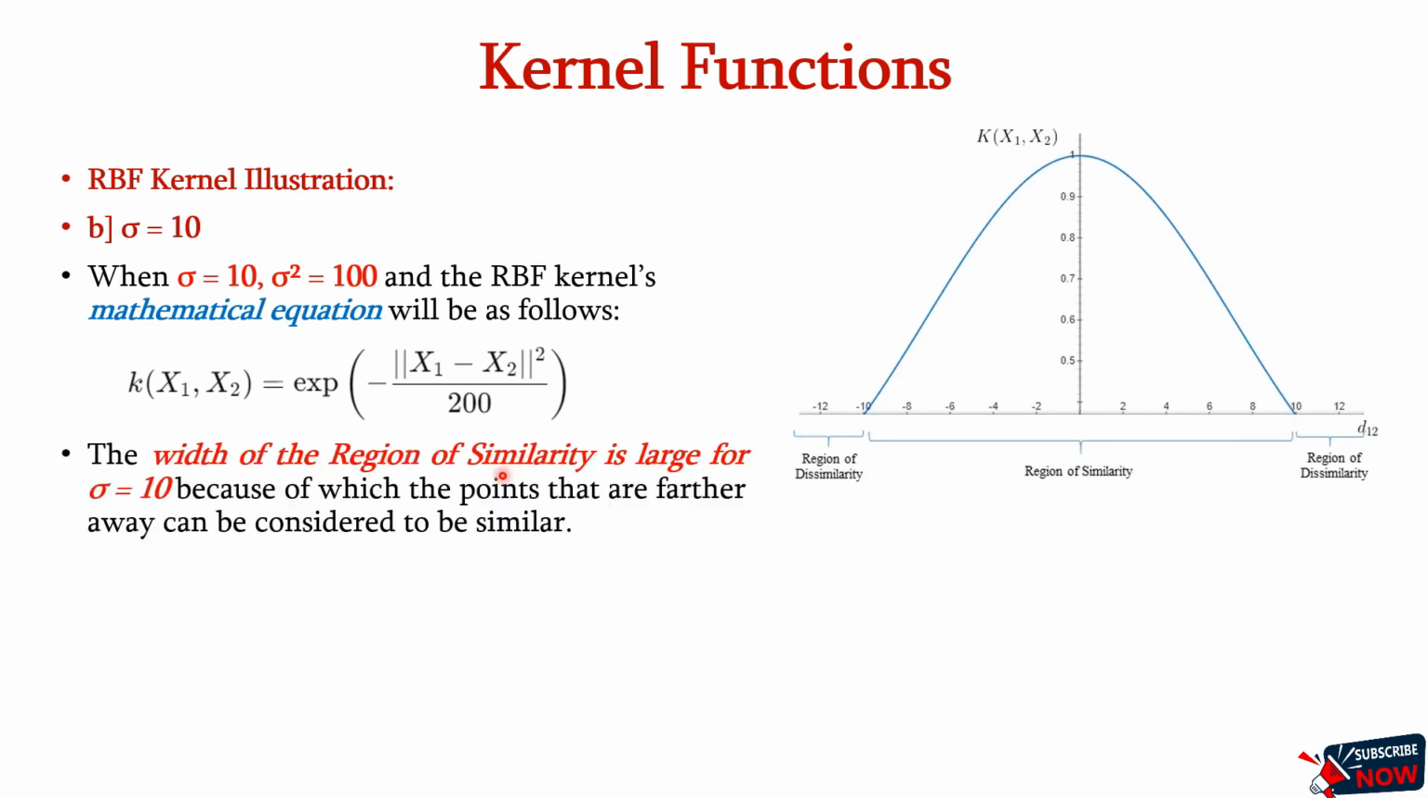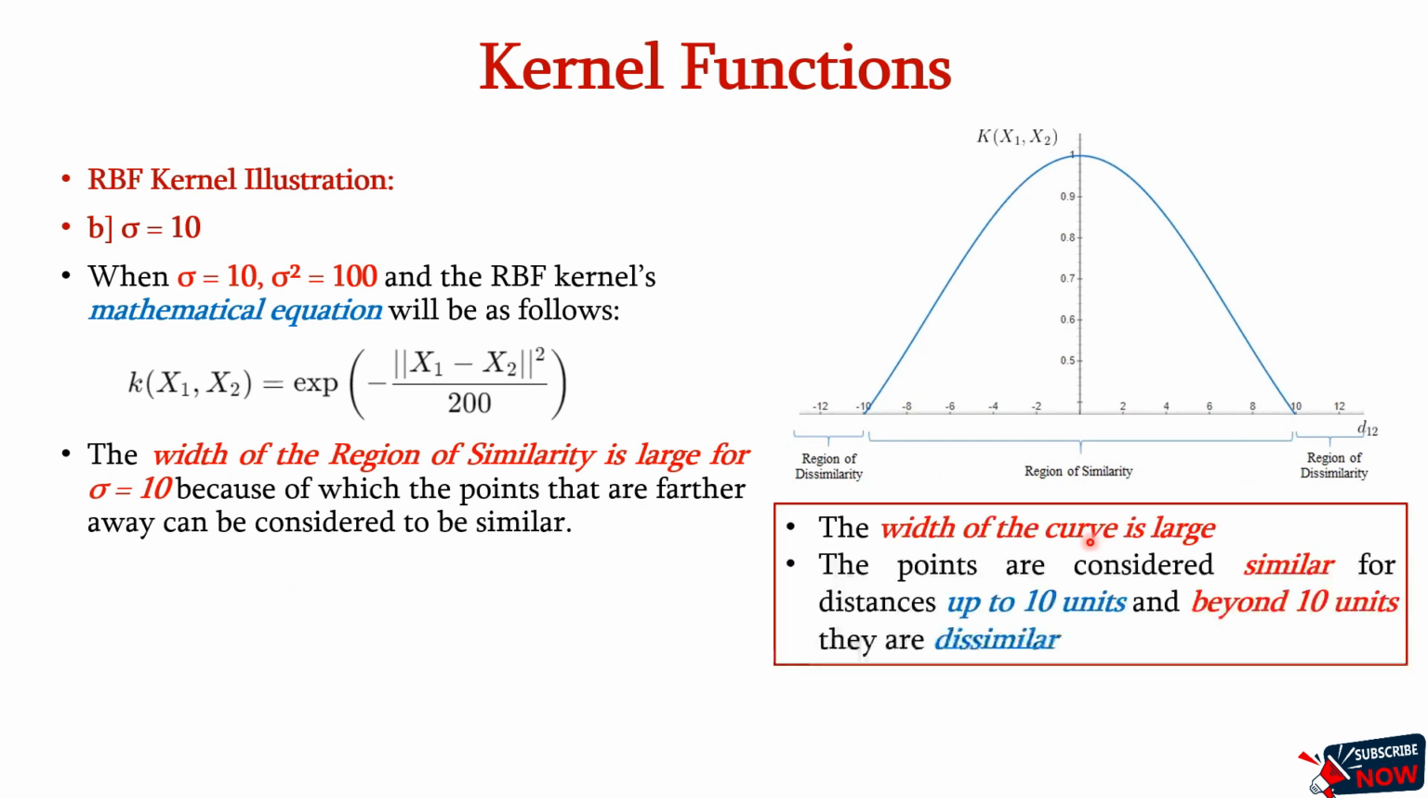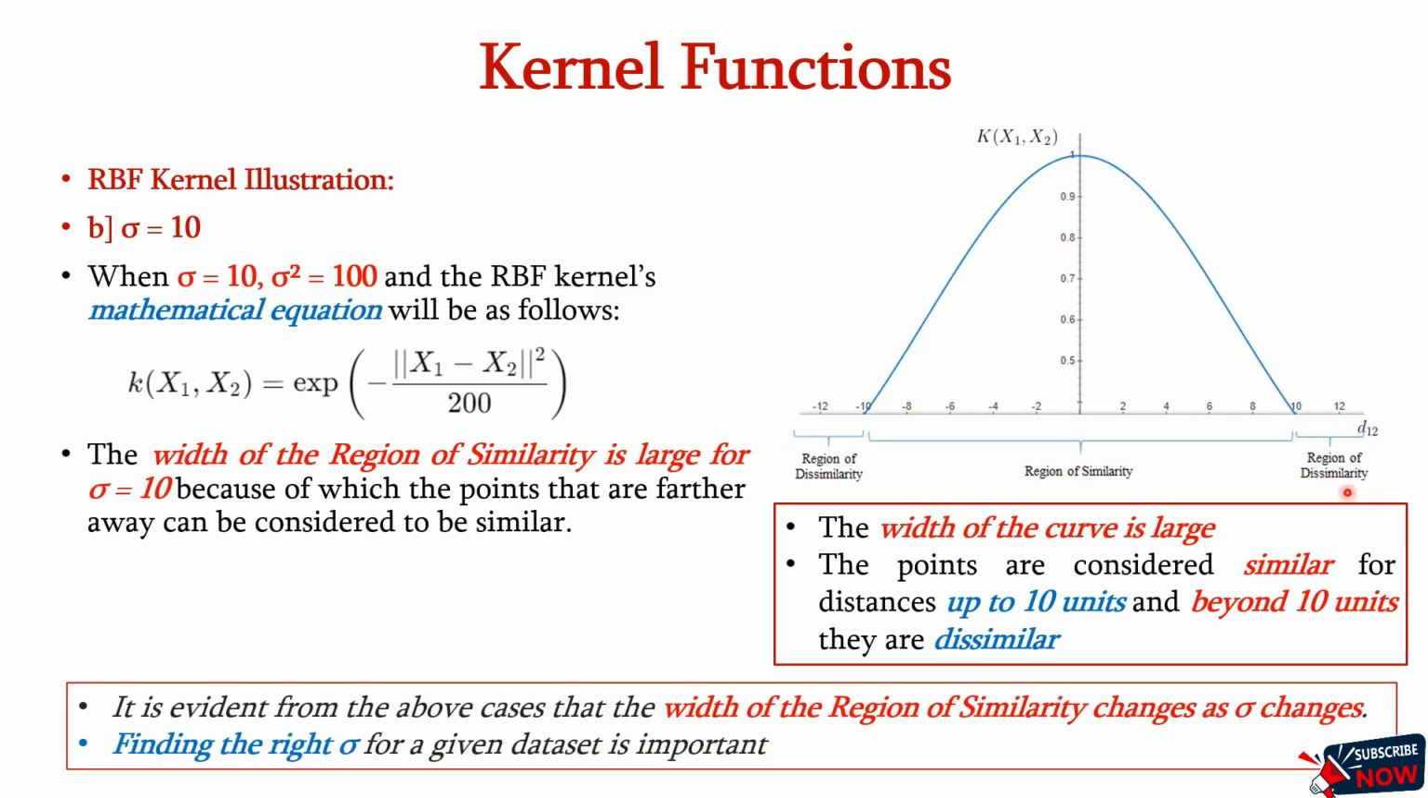So the width of the region of the similarity as mentioned here is large for sigma is equal to 10, because of which the points that are farther away also considered to be similar. So the width of the curve is very large for sigma equal to 10 and the points are considered similar for distances up to 10 units as mentioned in this diagram, and beyond the 10 units we can observe the region of dissimilarity.